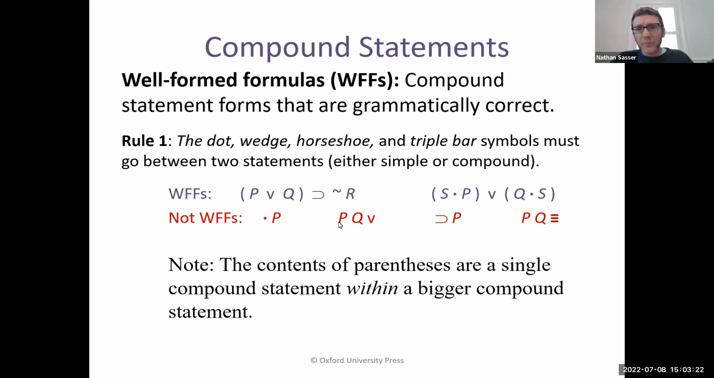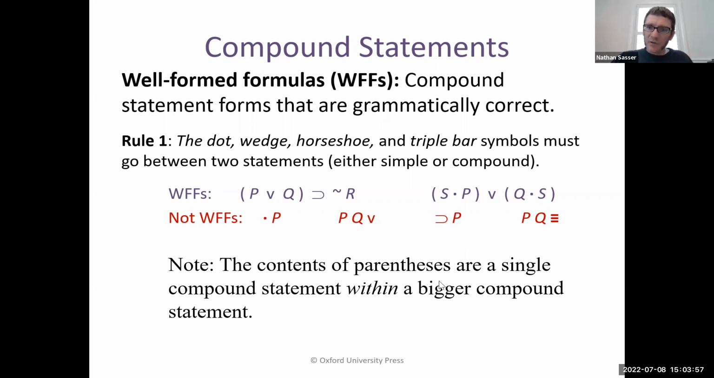Here's another problem, PQ wedge. Now the problem here, one problem is that there's nothing on the right-hand side of the wedge, so it breaks the rule. Also, there's a problem with just having PQ and nothing in between them, but I'll say more about that in a second. And then here's the horseshoe, horseshoe P. That's like saying if what, then P. I don't know. And the same over here, you've got Q, if and only if, nothing. So none of those check out.